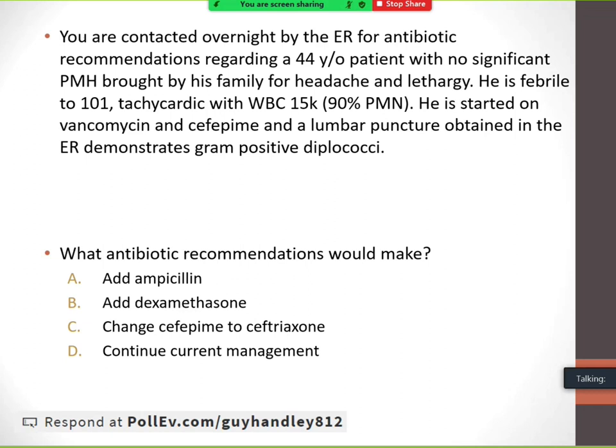Let me go ahead and activate it. So, yeah, you don't have to have the app. You can just go on that website on your phone.